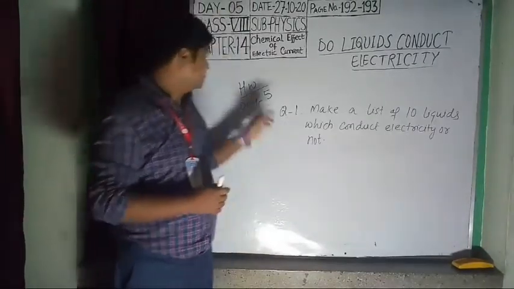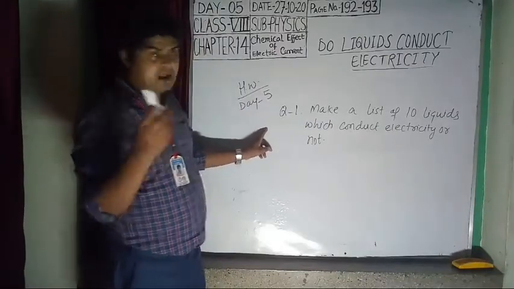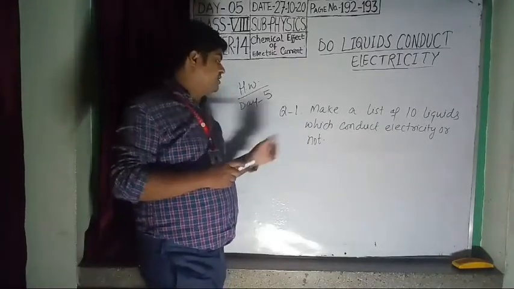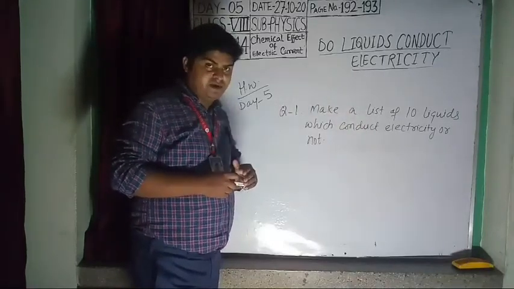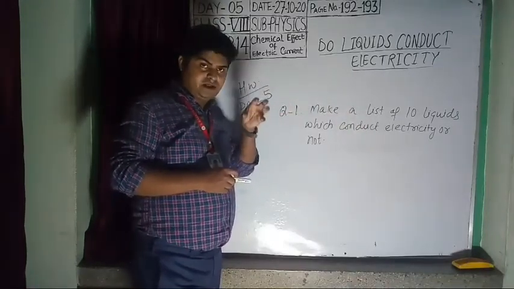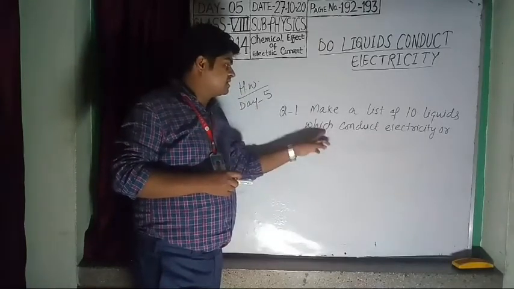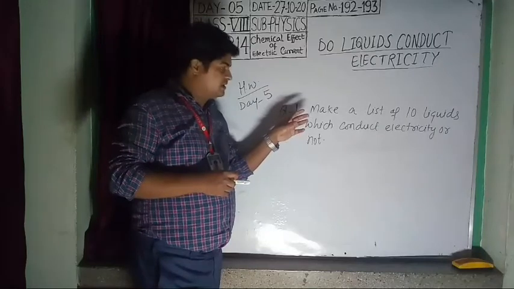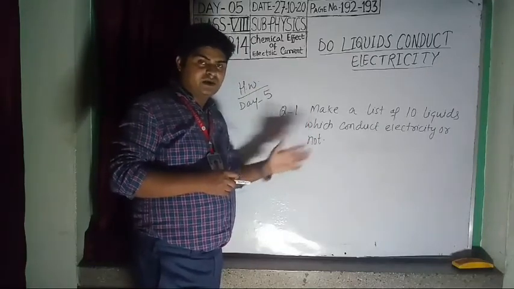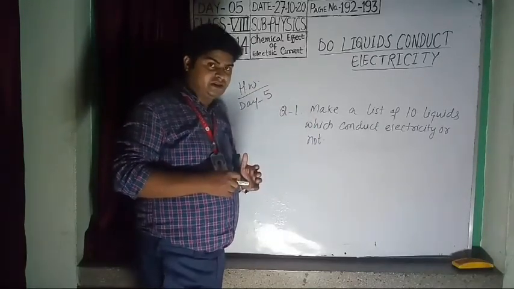Students, this is your homework for day 5. Today I have given only one question. Question number 1: make a list of 10 liquids which conduct electricity or not. That means you will check whether these liquids are good conductors or insulators of electricity.